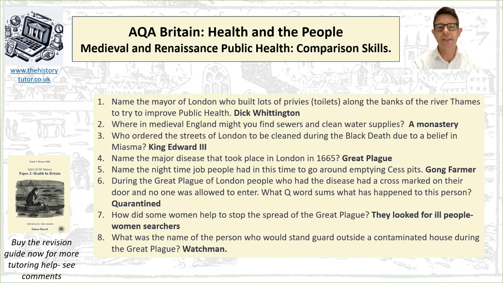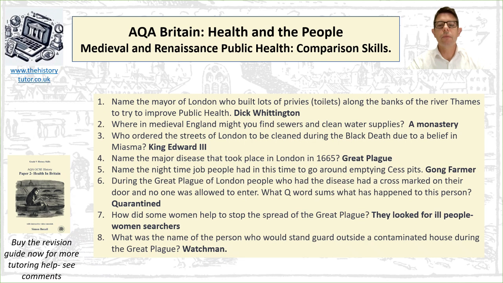Okay, so here's the answers then. So name the mayor of London who built lots of privies. Privies are toilets at this time, so outside toilets that maybe have a sort of long drop underneath into a cesspit. And he built them along the River Thames so that all the waste would go in the river and flow off downriver, presumably safely away from the people in London. So this was actually the pantomime character Dick Whittington, who was a real mayor of London, and he built those toilets. So an easy to remember example.